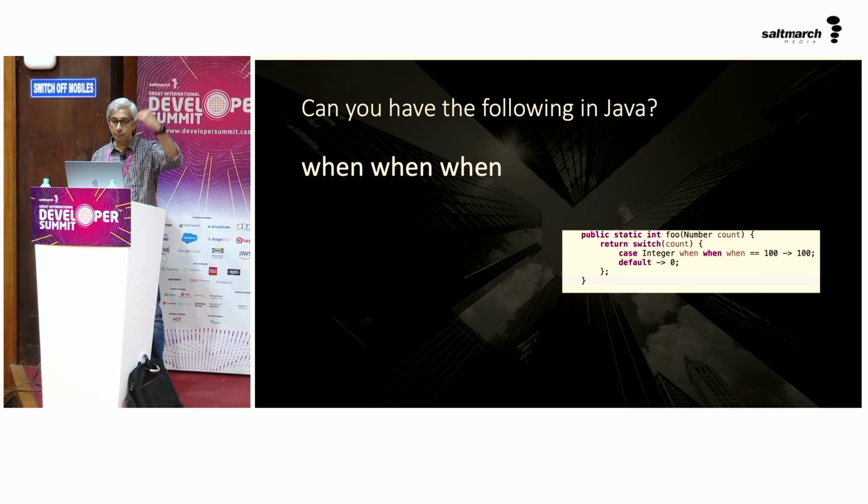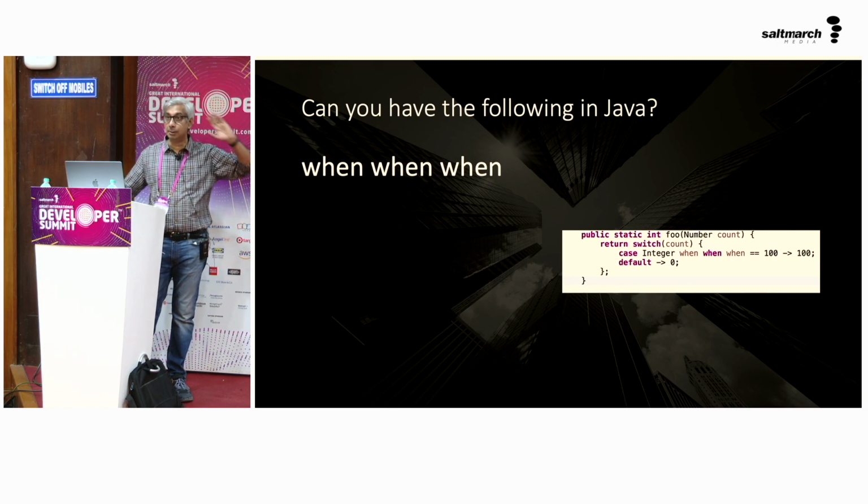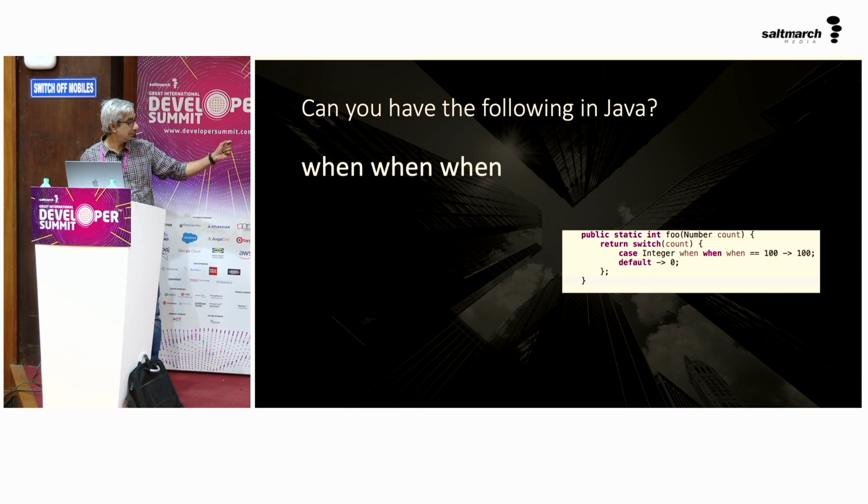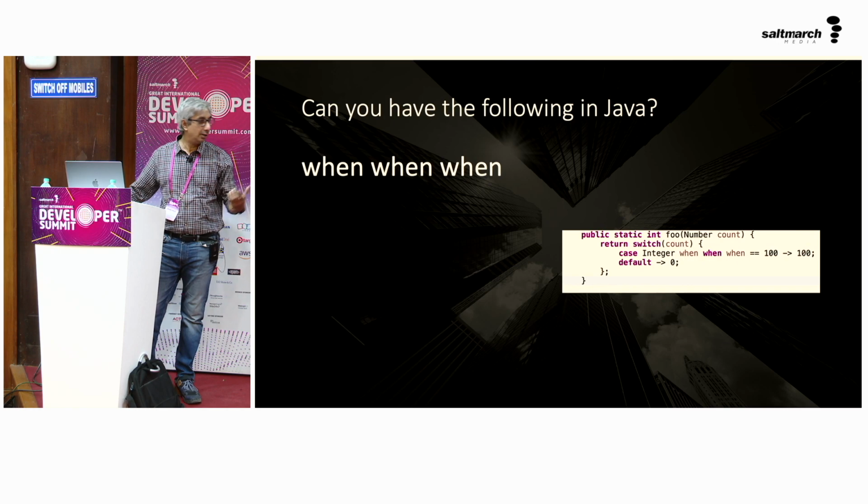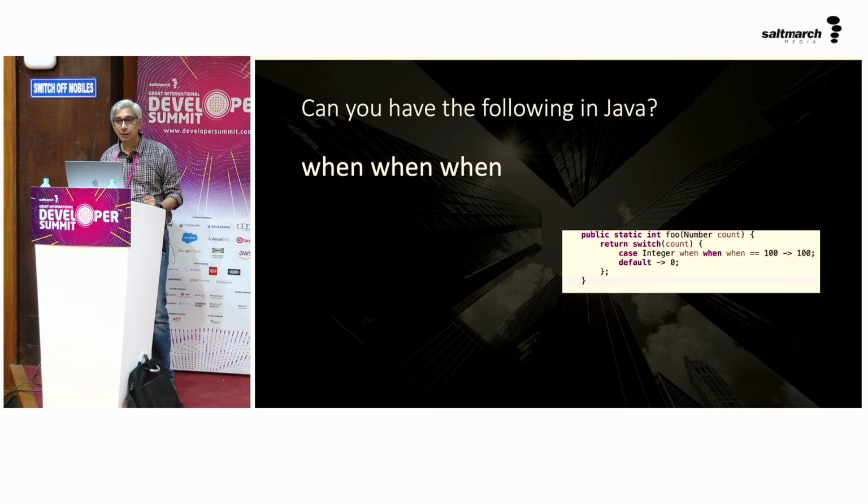So when you pass a number, if the case is integer, then the compiler says, okay, this is not a normal switch. It's not a value switch. It's a type switch. So it's integer, and when the first identifier equals something, and so on and so forth. So if it is equal to 100, then return 100, or default is 0. You can have switch of integer, switch of float, etc.